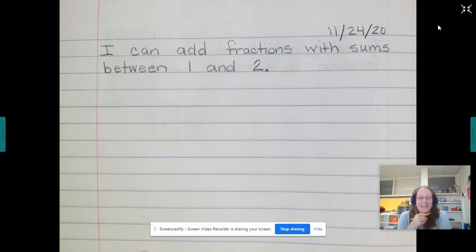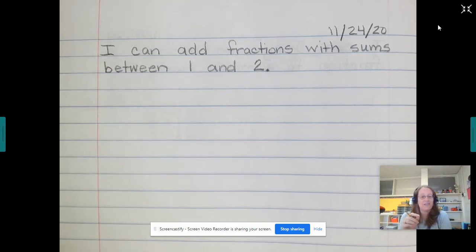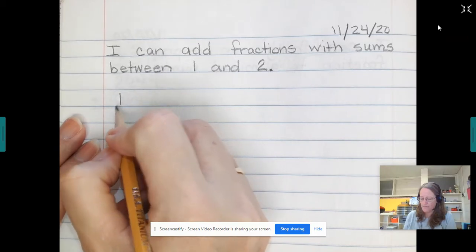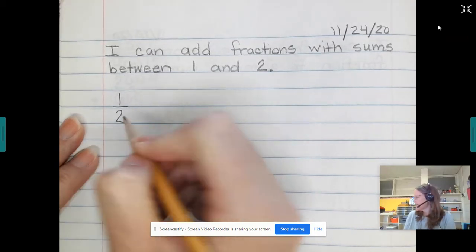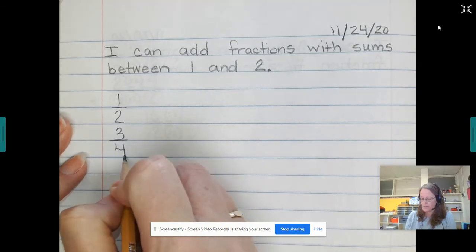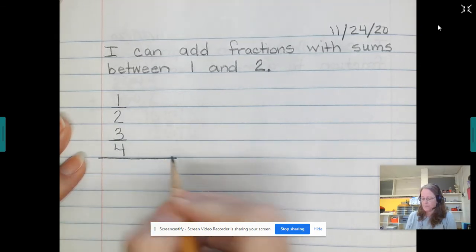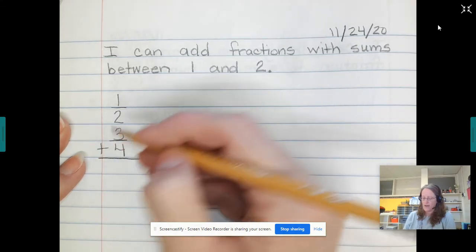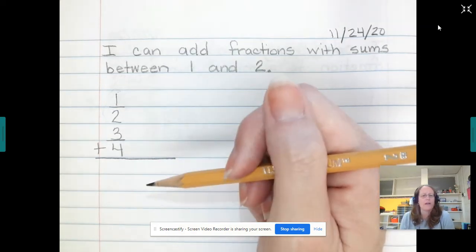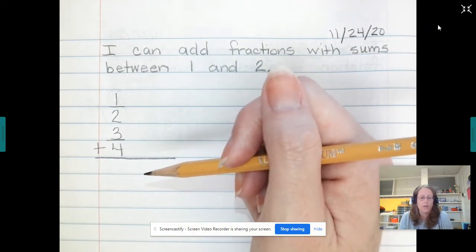Welcome back. We are going to use the very same strategies that we have been using to add fractions with unlike denominators. So here we go. Let's add 1/2 and 3/4. Now, something that you might already notice about these two fractions, 1/2, we already know that 1/2 and 1/2 equals 1 whole.